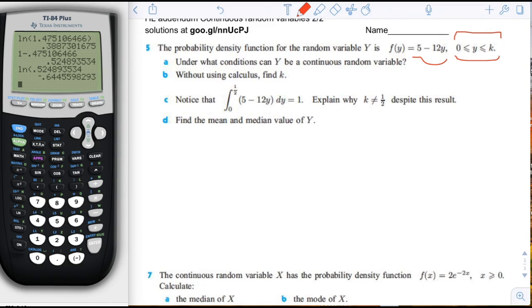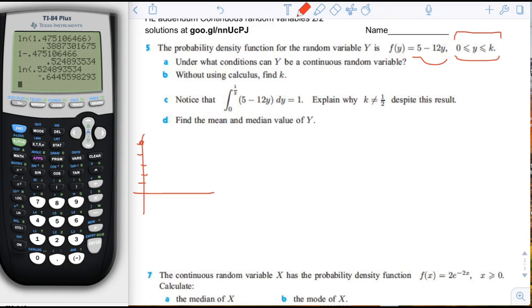And B, without using calculus, find k. Okay, so if we're not going to use an integral to find k, we could just draw a picture, right? Because if we drew a picture of 5 minus 12y, we're just going to have basically a line, and we could figure out the area under the line just using methods we used before we knew calculus, which is count squares, right? So the y-intercept is going to be 5. Okay, so 1, 2, 3, 4, 5.